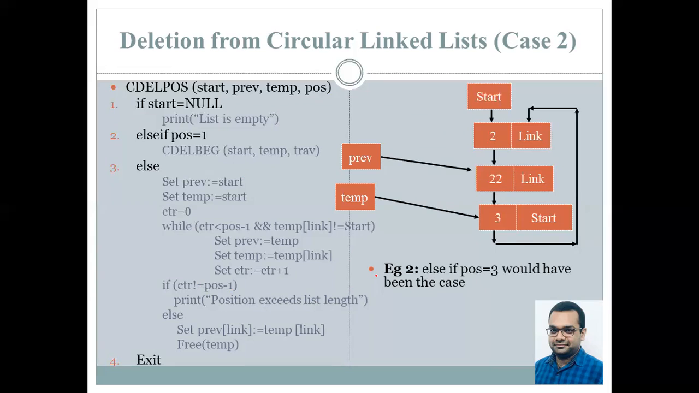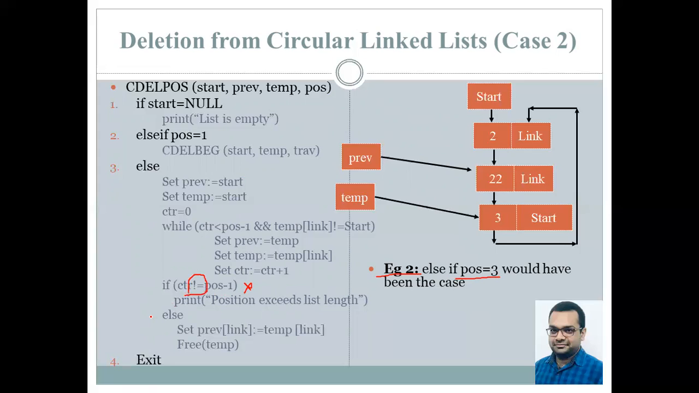Let us consider example number 2. If the position of deletion was 3 or maybe any other position, a similar analogy follows. Over here, let the position of deletion be 3. So this check will not be true. That is, counter's value equals 2 and that will be equal to position minus 1, that is 3 minus 1, 2. So this is a not-equality condition check.